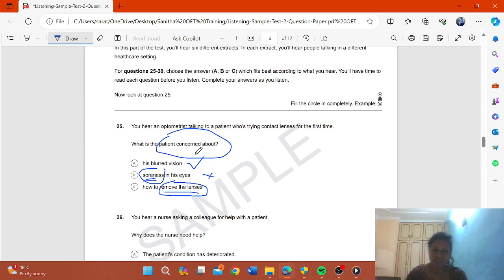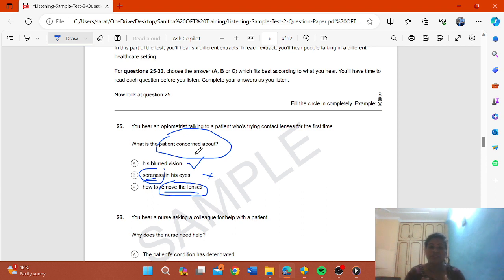But they said about the soreness, remove the lens. But he said he had no problem taking the lens out. So the point I am going to make here is, any words given in the options, if we hear them in the audio, 98% that won't be the answer. The answer will be in the complete paraphrased sentence of the option. Here he said, I can't see the letters on the chart, in the last portion. That means the patient has some problem in the vision, that is blurred vision. The answer is given as a complete paraphrased sentence.